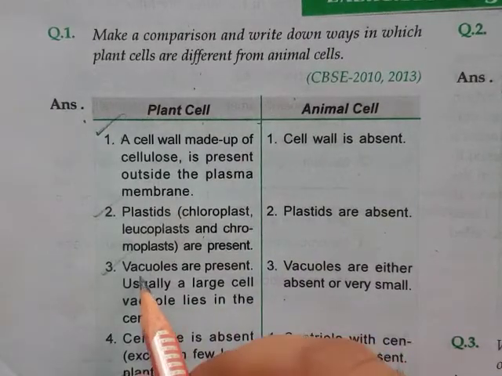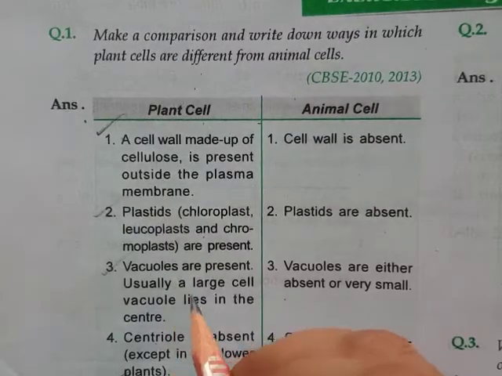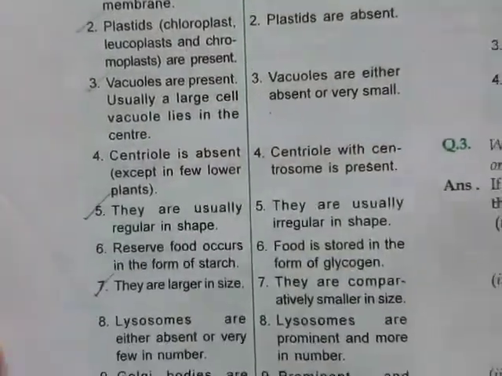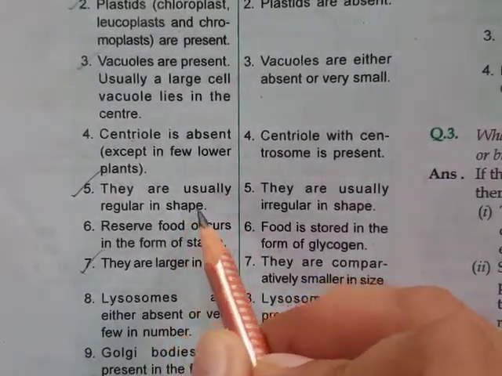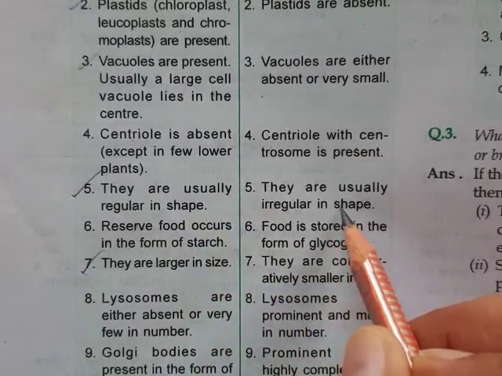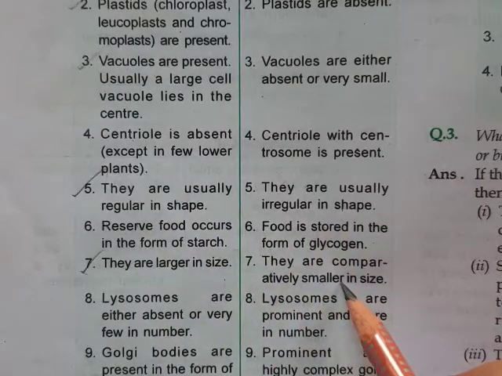You have read about the vacuoles. Vacuole क्या होते हैं? Vacuoles are the storage sacs. Next is the shape. Plant cells are very regular in shape and animal cells are irregular in shape. Plant cells are very large in size and animal cells are very small in size.